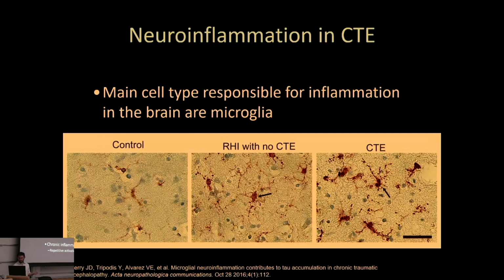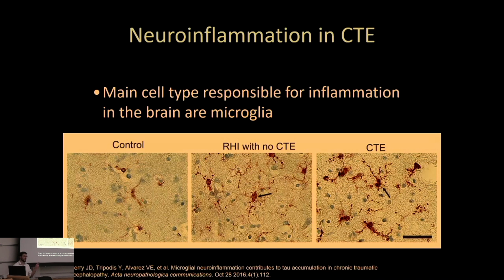Now, when we talk about inflammation, the main cell type in the brain that's associated with inflammation, I shouldn't say the main cell type, one of the most important cell types, are microglia. They are the brain's resident immune cell. Just like your body has immune cells, your brain has its own specific immune system. We found in several studies that they are responsible for the neuroinflammation that we see in the brain. And microglia, you can look at them in a lot of different ways.